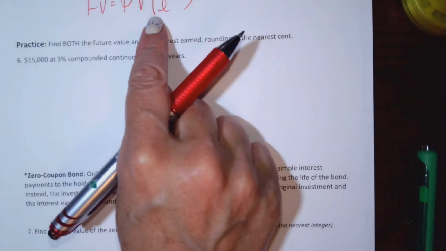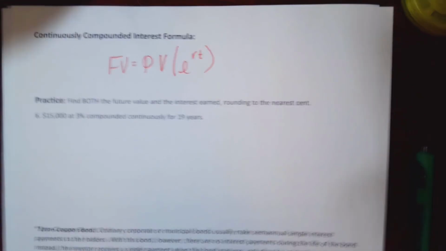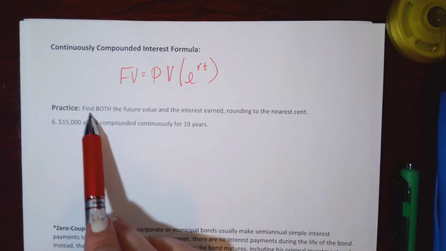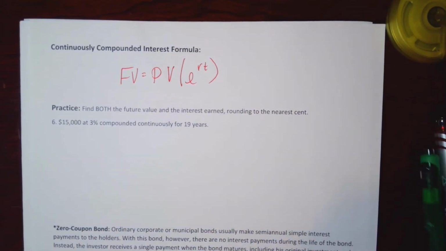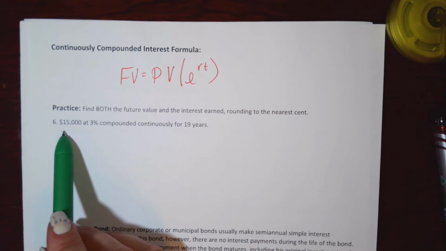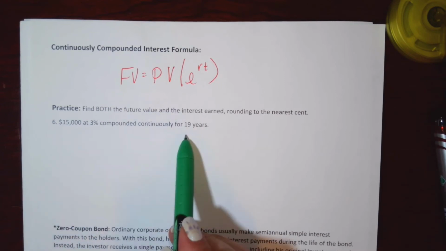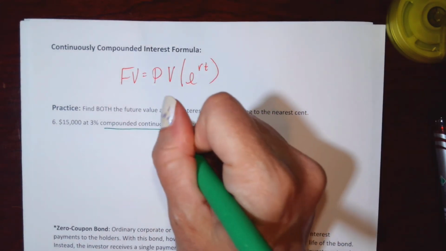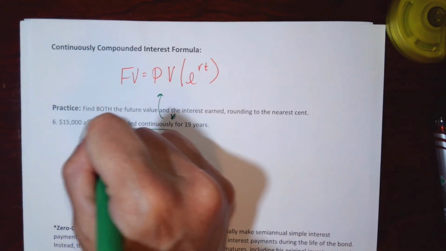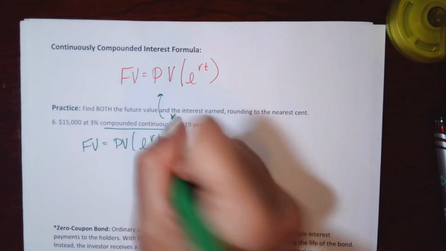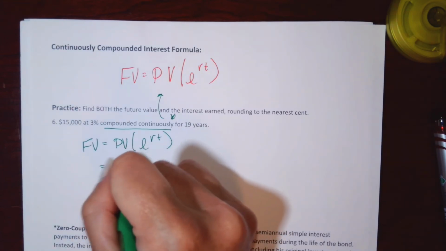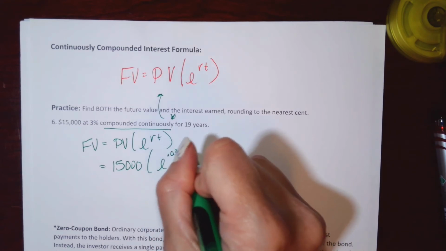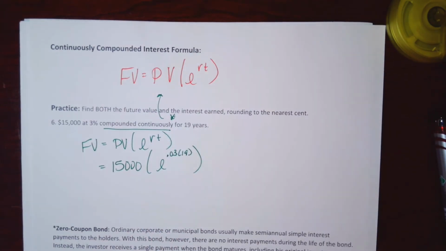So you're going to need to use that second function, natural log, on your calculator to find that irrational constant e. So again, we're finding both the future value and the interest earned, rounding to the nearest penny. Same amount, same rate, same term, but now compounded continuously. Compounded continuously means we use our new formula. So future value equals present value times e to the RT. We're solving for future value. We're investing $15,000. My rate is 0.03 and my time in years is 19.